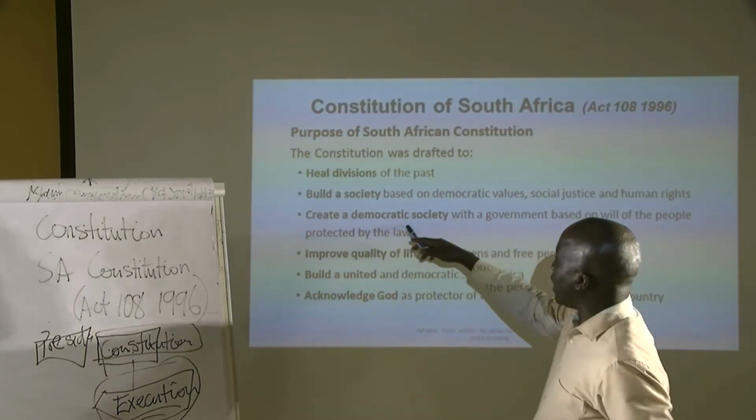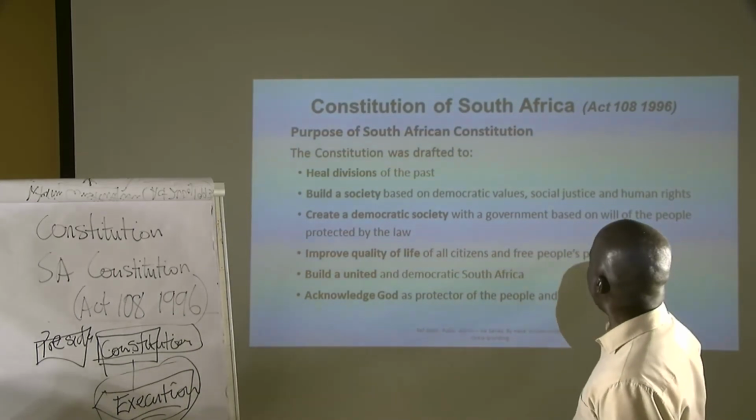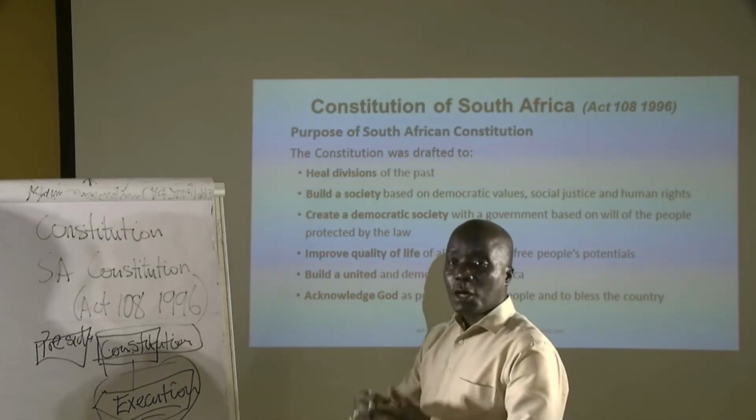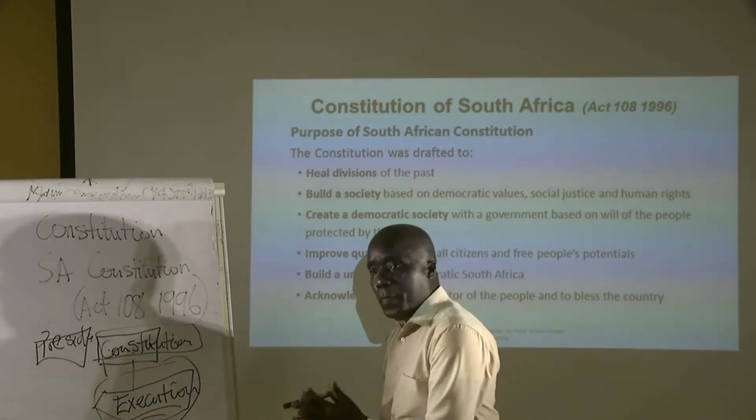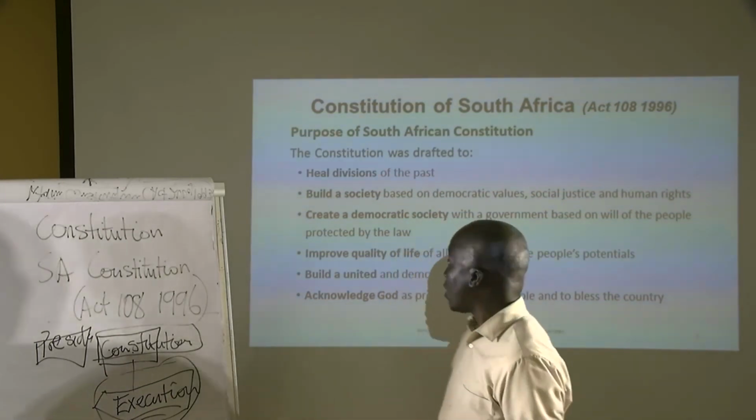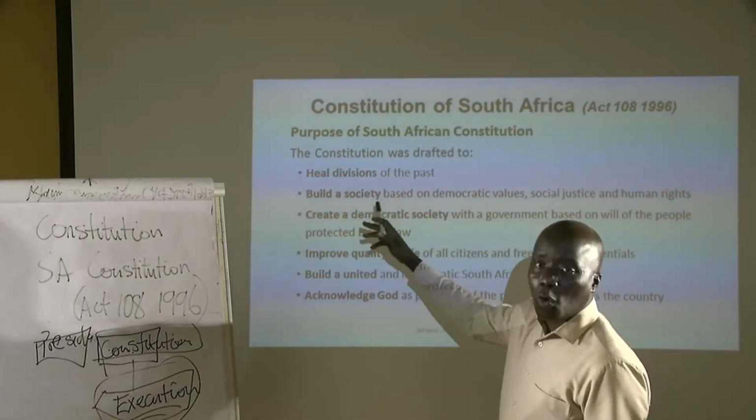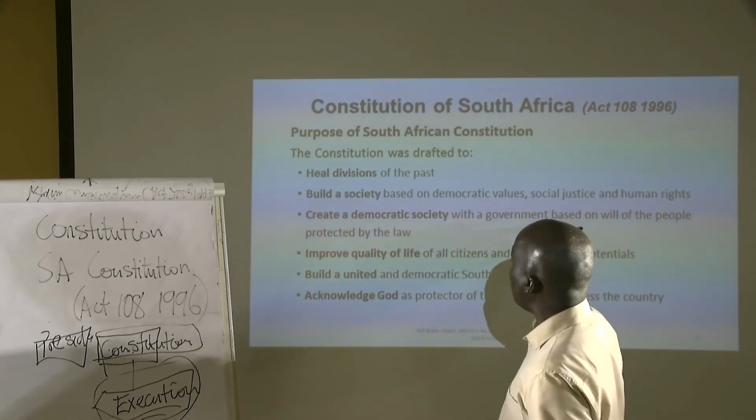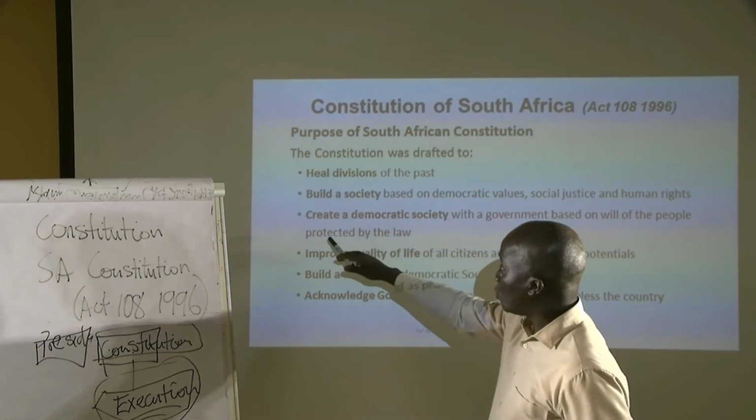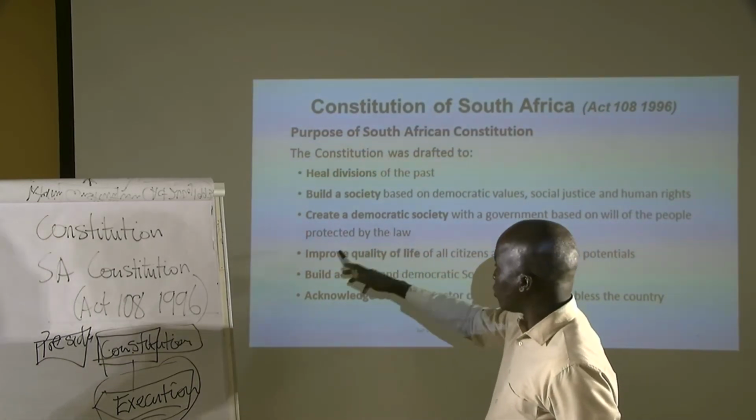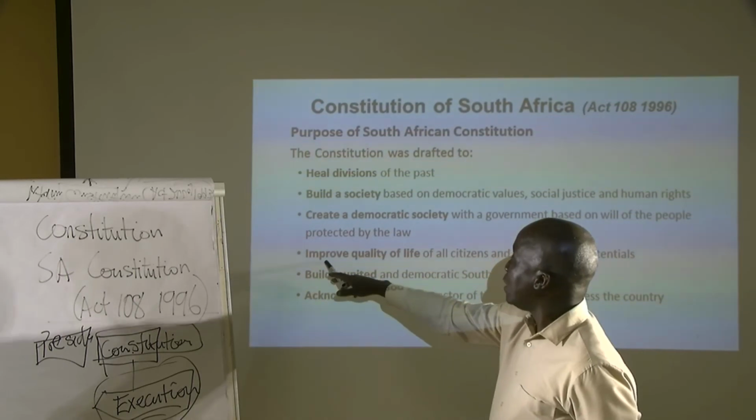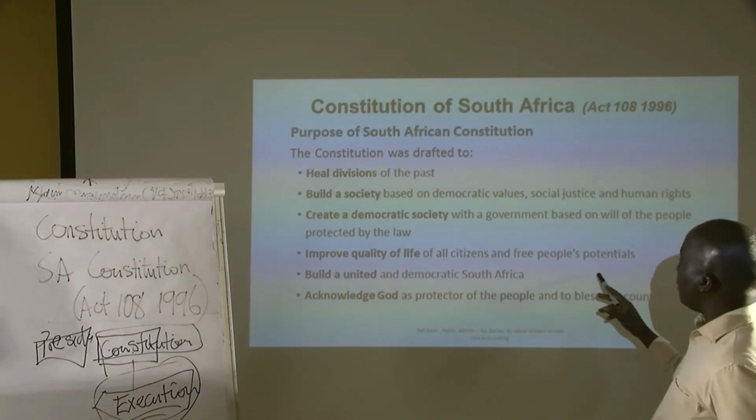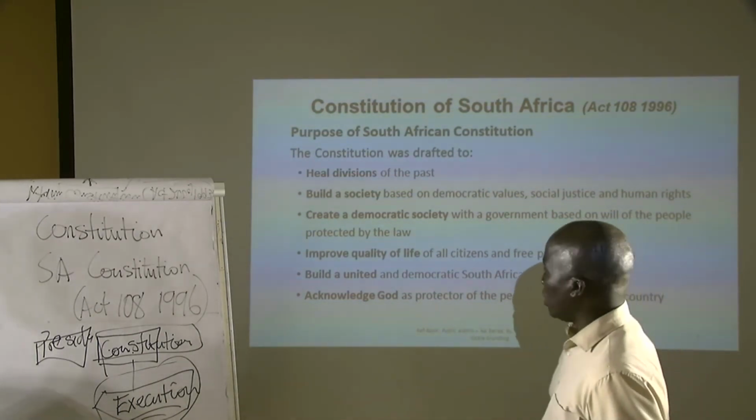the Constitution was also drafted to create a democratic society with a government based on the will of the people, protected by the law. Meaning that the will of the people, not a few people, but the whole population of South Africa, deciding who has to rule them. So that's what it's all about. The way was to have the rule of the people as the society chooses their leaders, and to improve the quality of life of all citizens and free people's potentials.